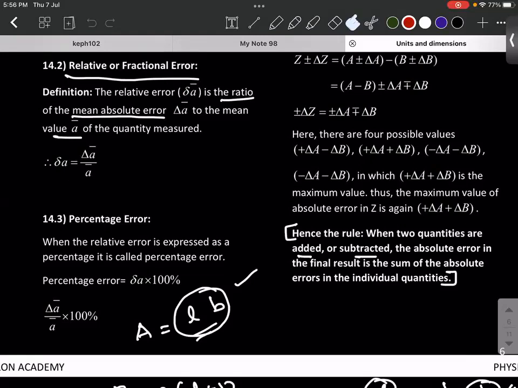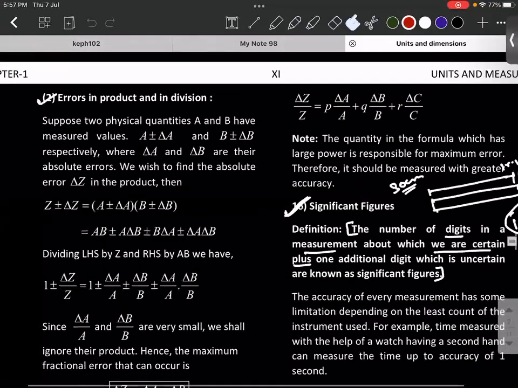How did we do the derivation? The measured value of A, how did I tell you? A plus or minus delta A. So what does A stand for? The true value. Plus or minus delta A stands for the average absolute error. So every measurement will have an average absolute error. If that is the case, then how will the error in Z occur?